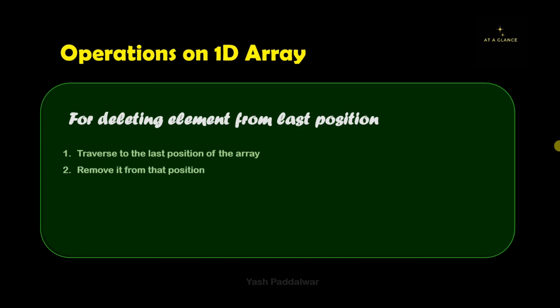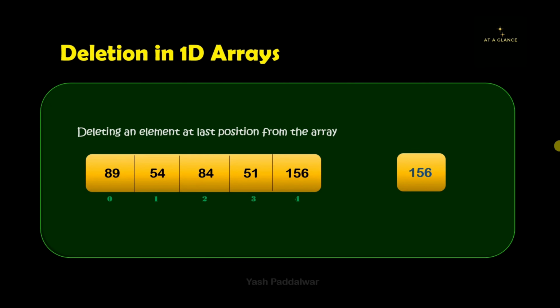Next we need to remove it from that particular position. Once we remove and empty the space, we need not perform any shifting operation because the element to be deleted is already located at the last position and there is no element to the right of it. So this is how you can delete the element at the last position. Now let's visualize this with an example.